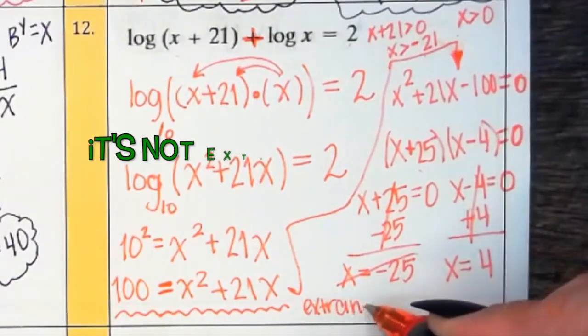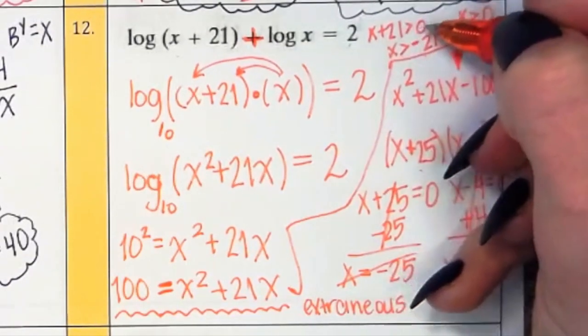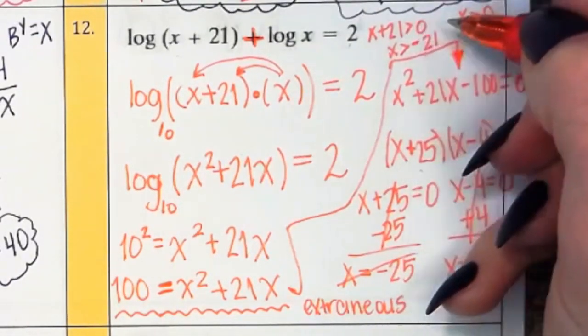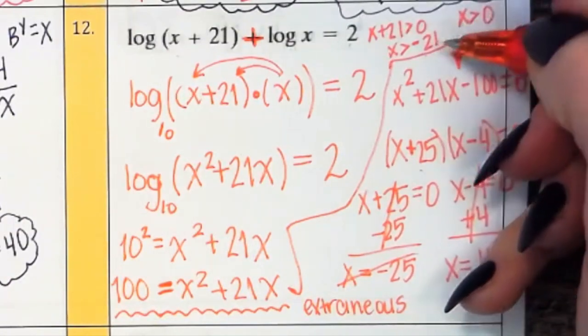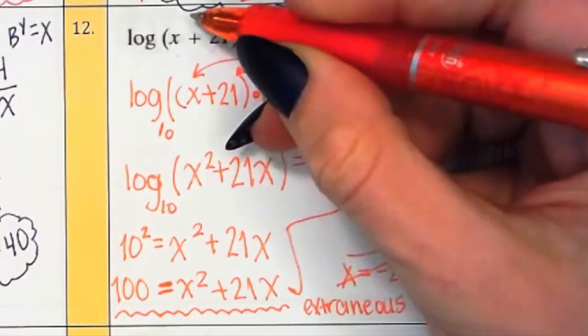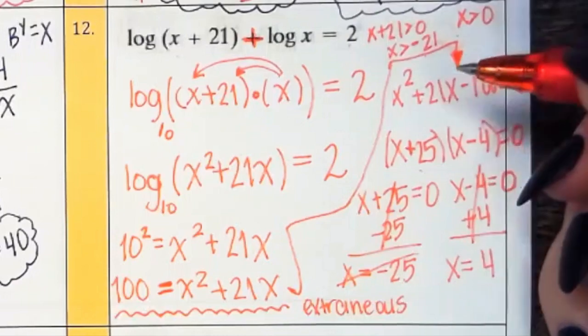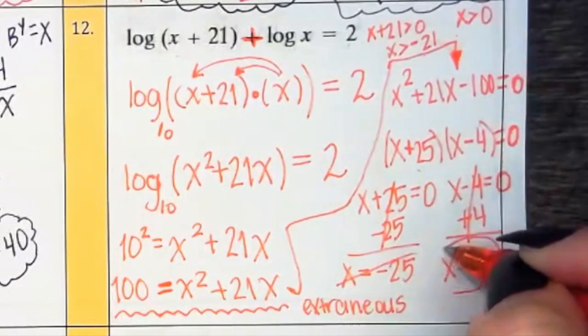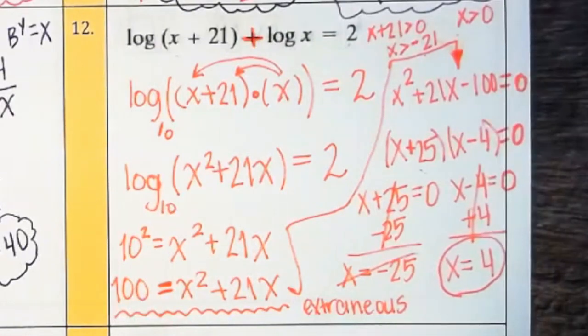This is extraneous. It's not because the number is negative. If we only had x has to be greater than negative 21, and we had negative 4 as an answer, that would be fine because that's greater than negative 21. So remember, x could be negative. You just can't be getting a negative number for whatever it is you're taking the log of. A little strange. So there we go. X equals 4 is an answer to this question.